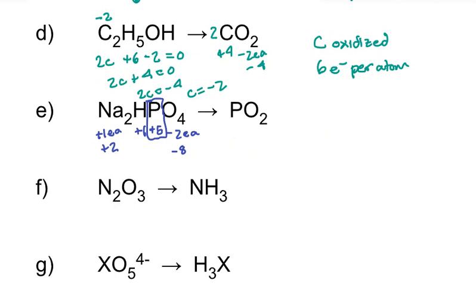In PO2, oxygens are -2 each. That's a total of -4. The total is 0, so our phosphorus must be +4. Phosphorus started at 5 and fell down to 4. What happened to it? Phosphorus was reduced. And from 5 to 4 is only 1 step, so it gained 1 electron per atom.